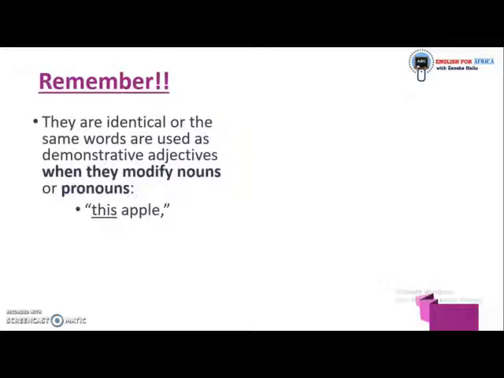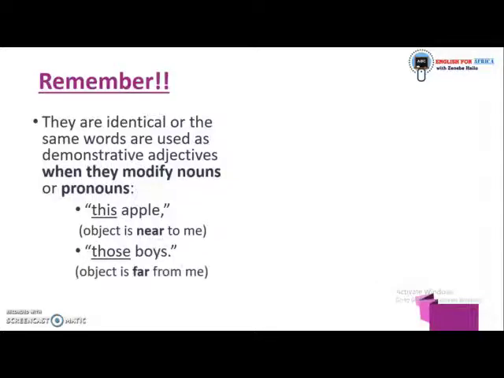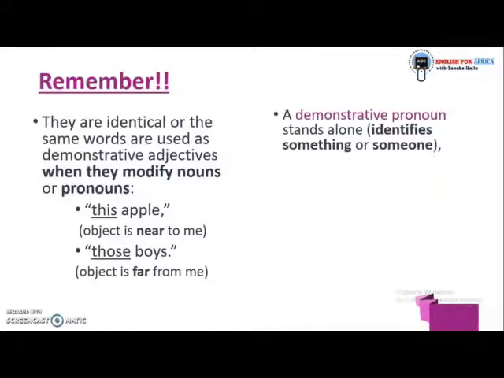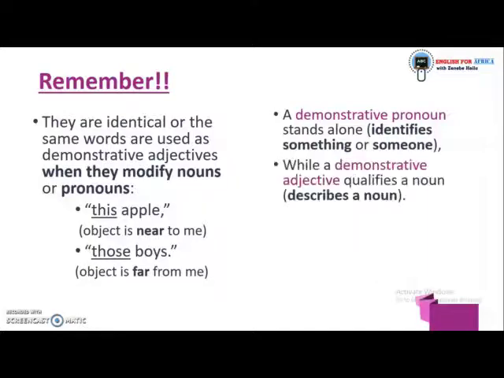This apple refers to an object which is near to us. Those boys refers to objects which are far from us. But the difference is, a demonstrative pronoun stands alone, which means it identifies something or someone. In contrast, demonstrative adjectives qualify a noun, or they just describe a noun.